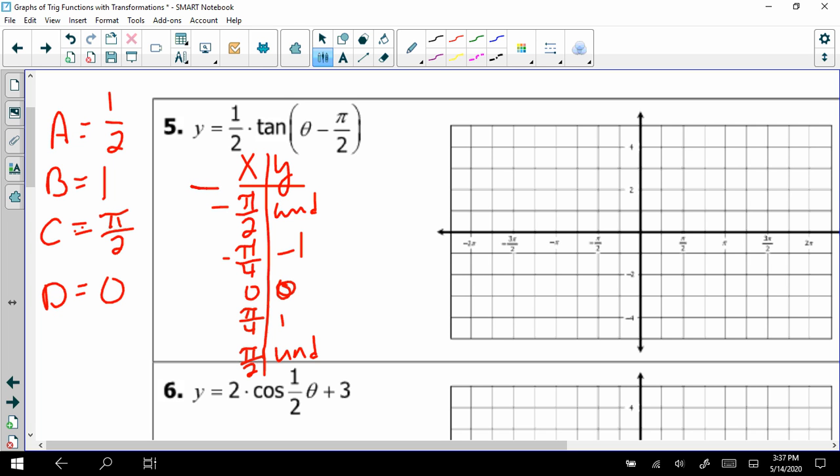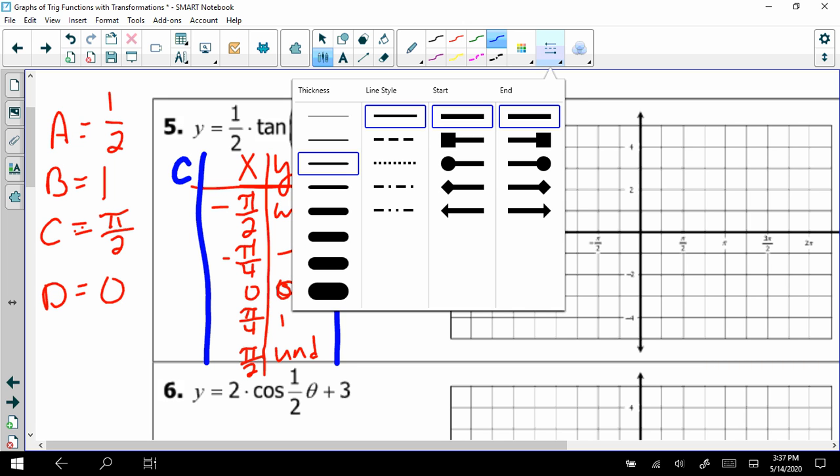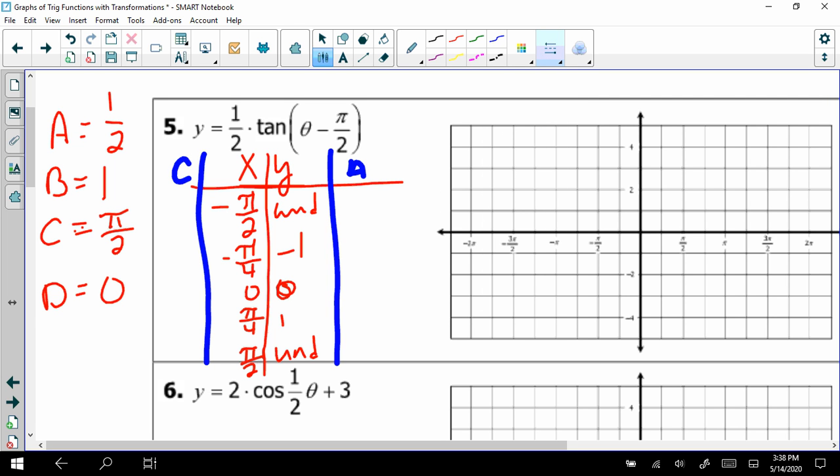All right, so again, the A is always going to affect your range, and the C is going to affect your domain. Now, when you multiply undefined times 1/2, it's still undefined.